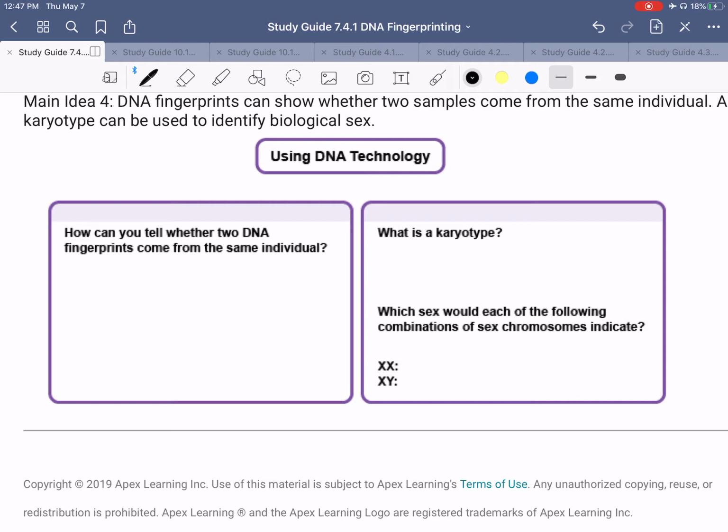All right. So how can you tell whether two DNA fingerprints come from the same individual? So you'd say the pattern of lines on the DNA fingerprint will line up.